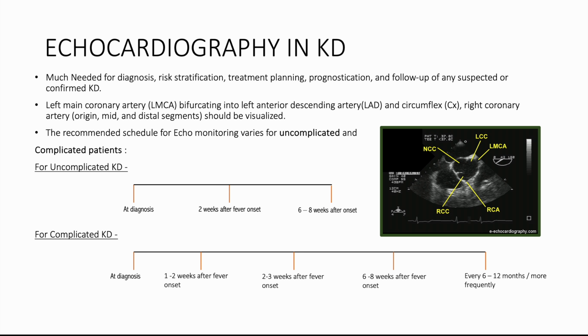For uncomplicated Kawasaki disease, the timeline is to do an echo at diagnosis, then 2 weeks after the fever onset, then again 6 to 8 weeks after onset. For complicated Kawasaki disease, there should be serial echoes: at diagnosis, then 1 to 2 weeks after fever onset, then again 2 to 3 weeks after fever onset, then later at 6 to 8 weeks, and then every 6 to 12 months it should be repeated frequently.